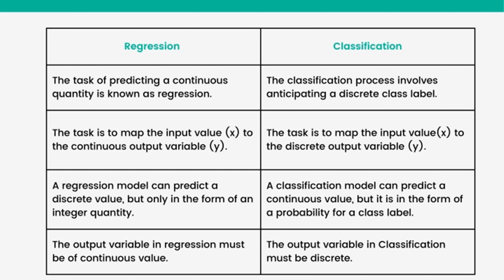A regression model can predict a discrete value, but only in the form of an integer quantity. A classification model can predict a continuous value, but it is in the form of a probability for a class label. The output variable in regression must be of continuous value. The output variable in classification must be discrete.